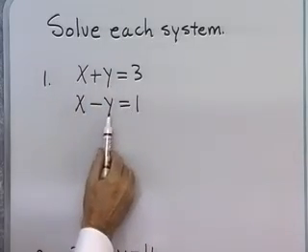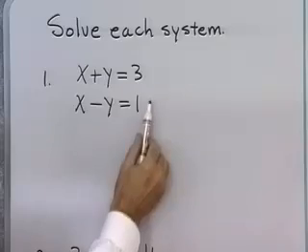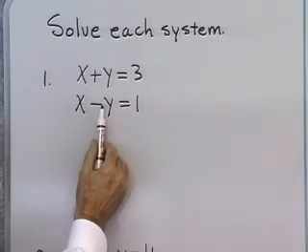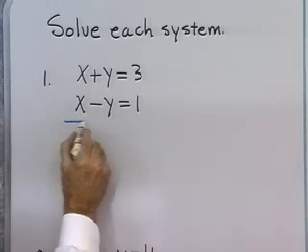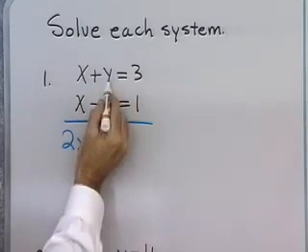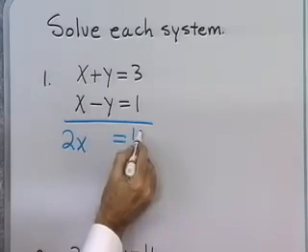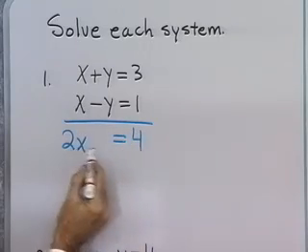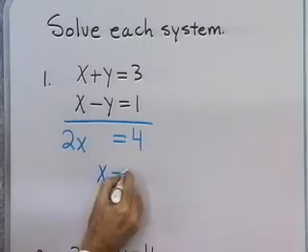Notice that if I add the left sides of the equations together and the right sides of the equations together, that y plus negative y will be 0y. So I'm going to simply do that. x plus x is 2x, plus 0y is equal to 3 plus 1 is 4. Divide both sides by 2. x is equal to 2.